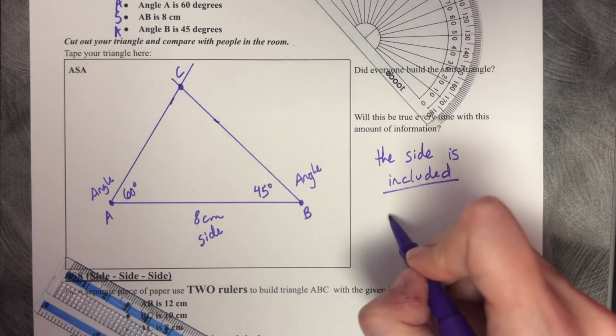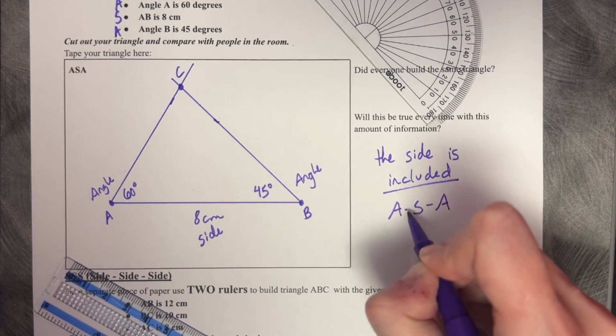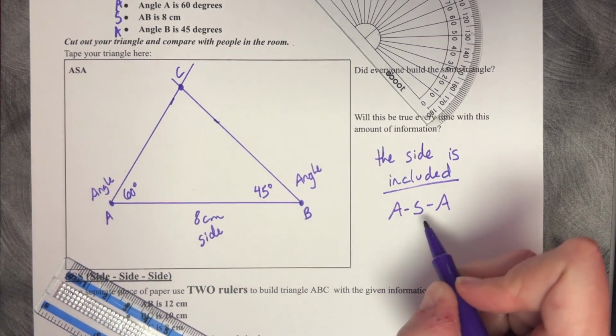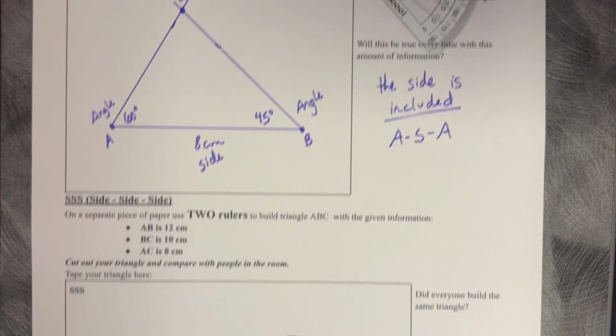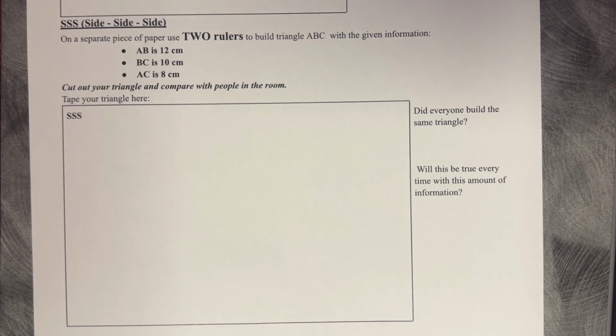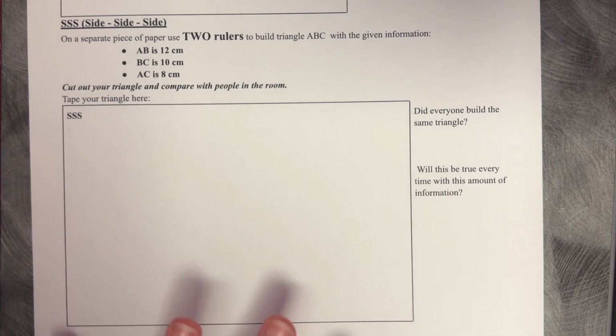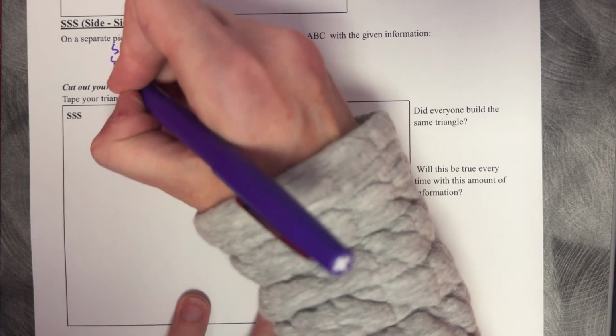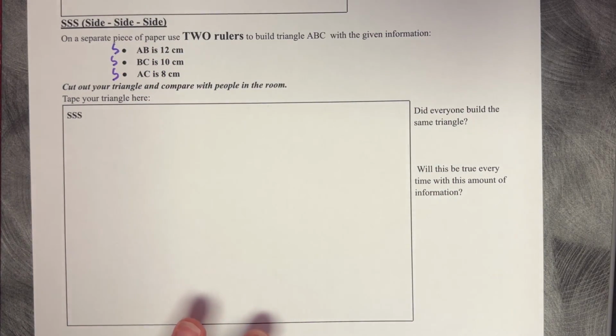Between the two angles for angle, side, angle, the side is in the middle. All right, our final one, we need 2 rulers for this one. It says, use 2 rulers to build this triangle. We've got an AB of 12, BC is 10, and AC is 8. So it's all 3 sides. We have no angle measures to work off of.